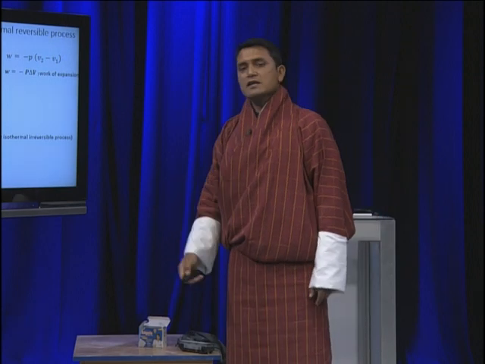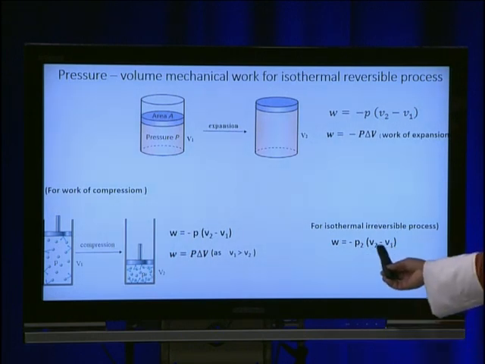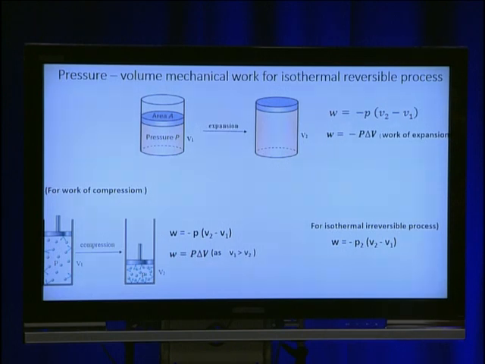Now, if it is irreversible process, we use this expression to calculate the work done, where we have again change in the volume, but P2 becomes the final pressure. After the process, the pressure changes. So, whatever final pressure is that we take to calculate the work done. So, these two are for reversible process, this is for irreversible process.